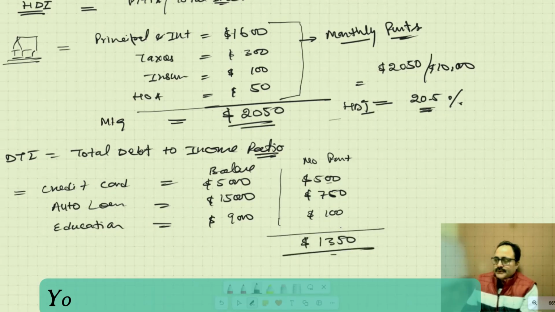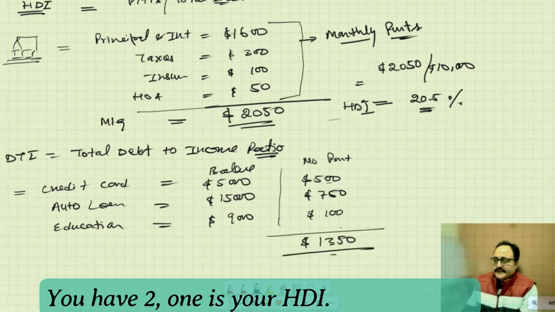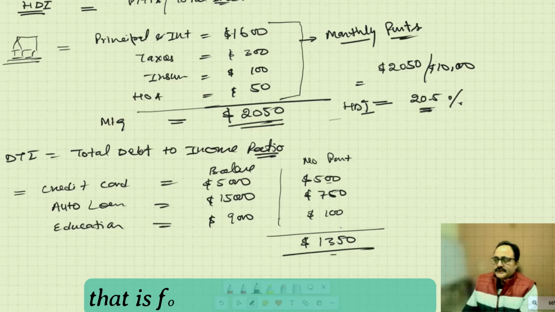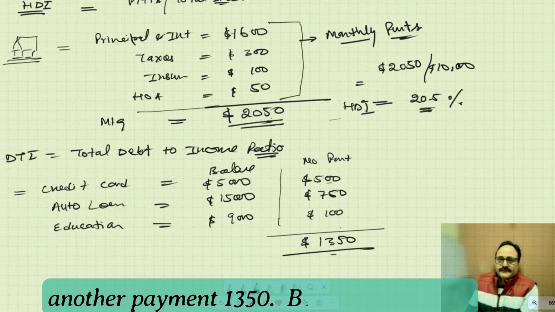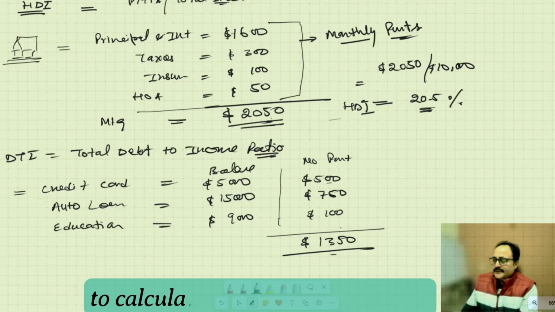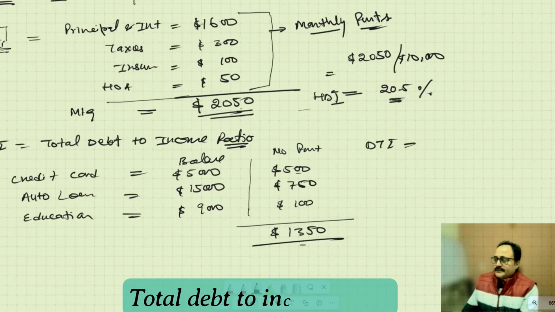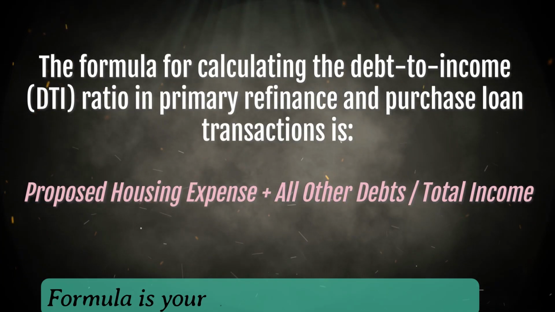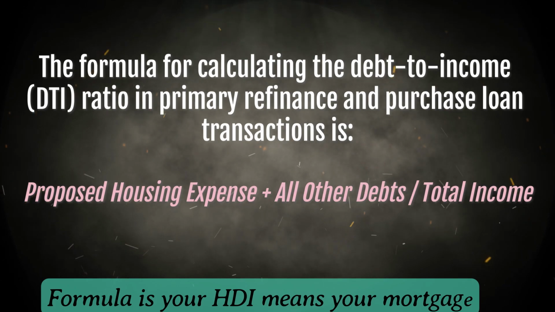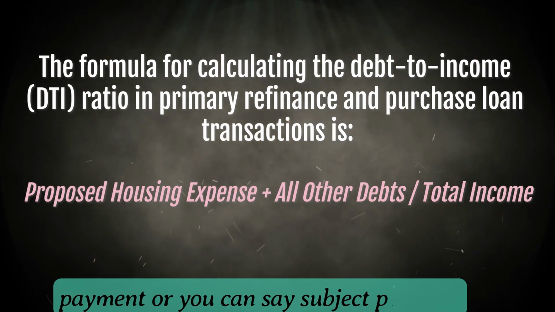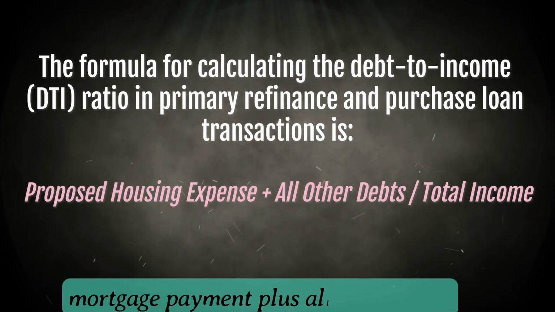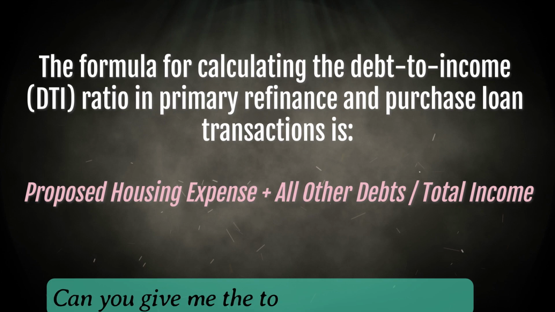Now one is your HDI total payment, that is for the property, 2050, and another payment 135. So you are going to calculate both. What is the formula to calculate your DTI, total debt to income ratio? The formula is your HDI, meaning your mortgage payment, or you can say subject property mortgage payment, plus all other debt. Can you give me the total DTI?